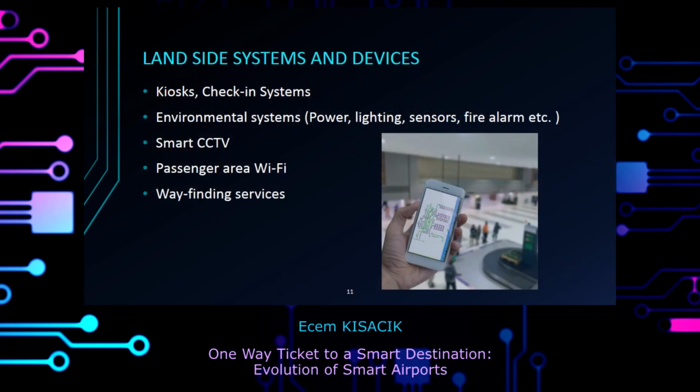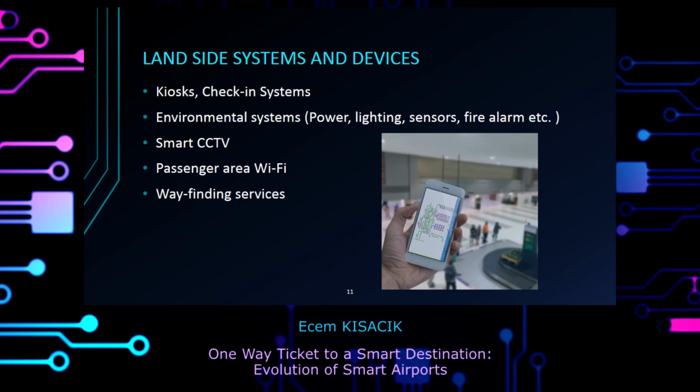Moving on with the systems and devices. First, I will cover the Landside systems and devices. Kiosks, check-in systems, as I mentioned before, environmental systems like power, lighting, sensors, fire alarms, etc. The lights of the airport are controlled by an application. Their status is monitored and analyzed in real time, informing the airport staff in case of a failure or in case of a fire or smoke. Smart CCTV.